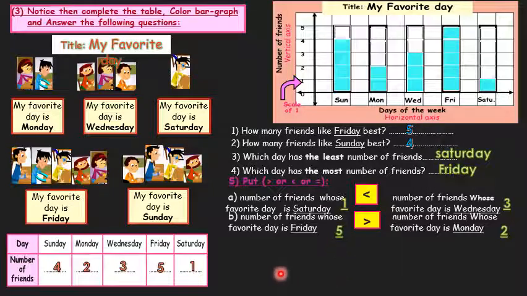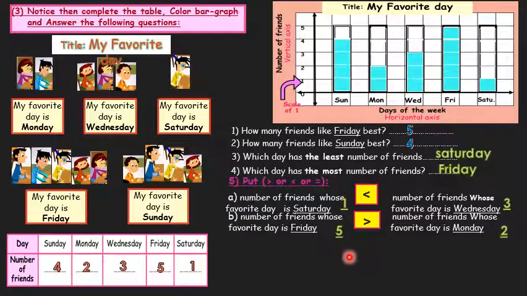And the last question, how many friends all together? When I see all together, which means I put add. So I will add, not subtract. All together means addition. How many friends altogether like Sunday and Monday? At first, we put the sign, which is plus.